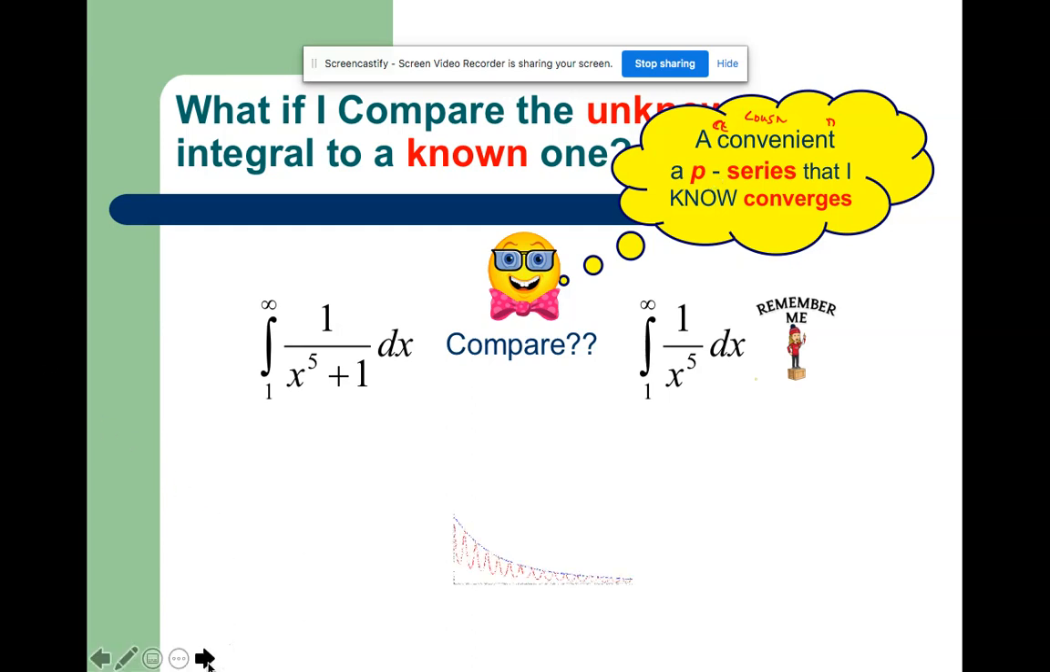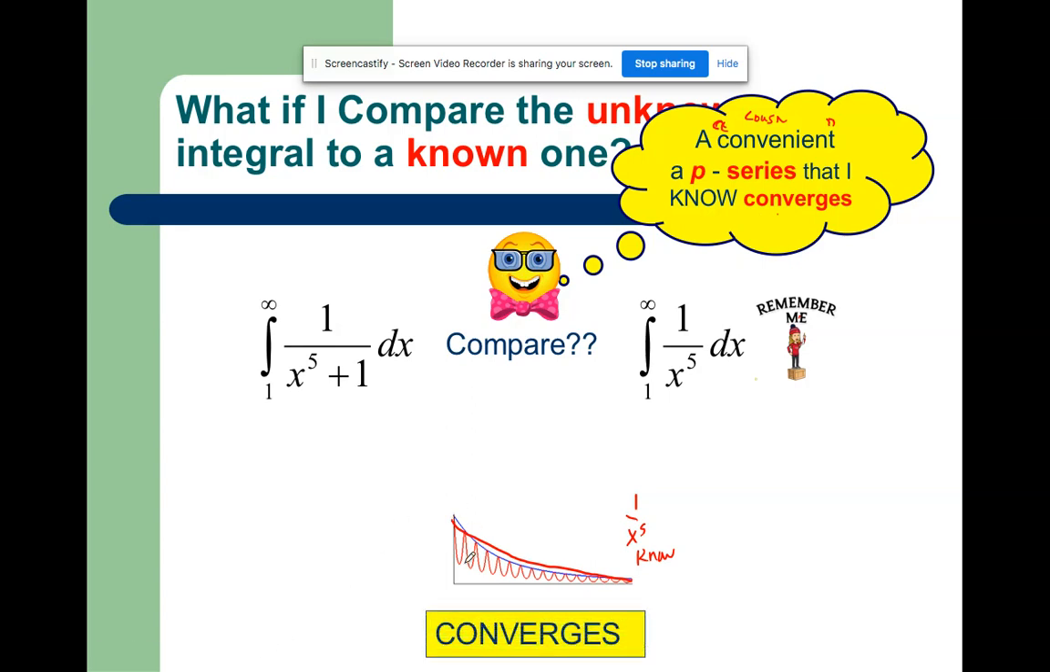You behave similarly. So let's pretend this is the function I know. I know, remember me from my list, here's 1 over x to the 5th. 1 over x to the 5th is a known p-series that converges because that power is greater than 1. So here's my converge notation. I collapse fast enough to the horizontal asymptote to create a convergent sum of all those rectangles.